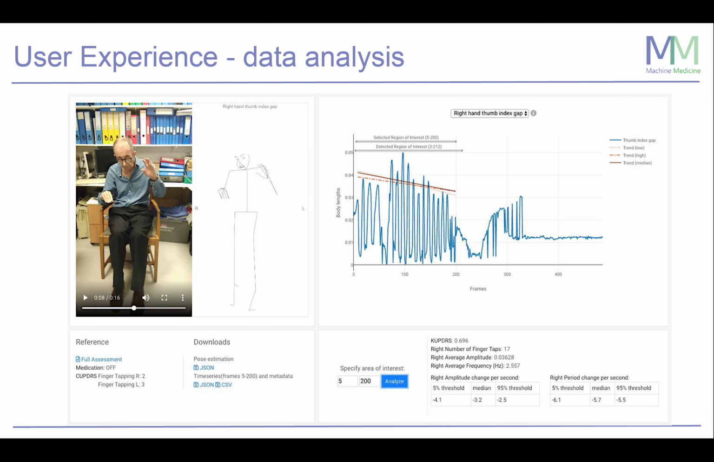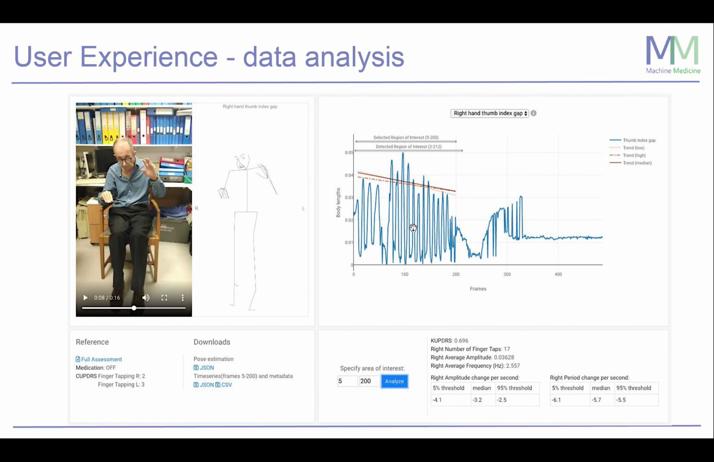So we've talked about the user experience in terms of data acquisition. What do the analytics look like? Here we have a display from our online analytics platform that shows you what the data looks like once it's been uploaded and processed, which takes a few minutes. Here we have the original source video. And here we have the pose data that's being extracted from that particular frame. And here we have a time series of what's being extracted.